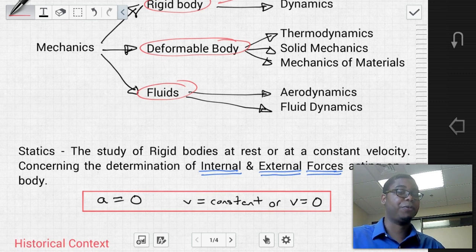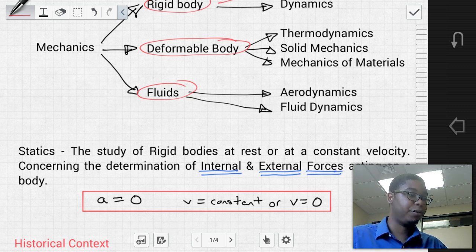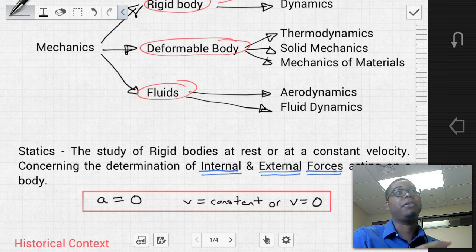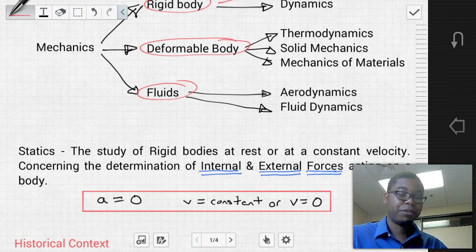And statics is concerned with determining the internal and external forces that act on a body. So if we were to apply an external force to a bridge, what type of internal forces will develop inside that bridge? Or if we were to apply some force at the end of a wrench, what type of forces will develop at the bolt? These are some of the basic concepts that we would use in statics.